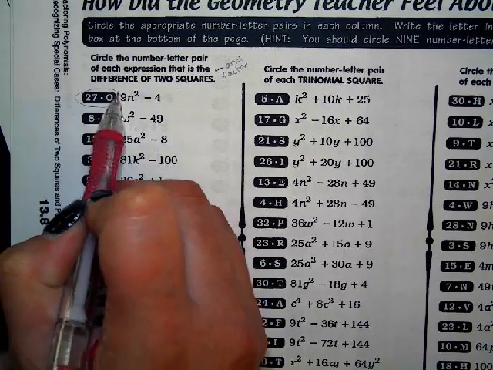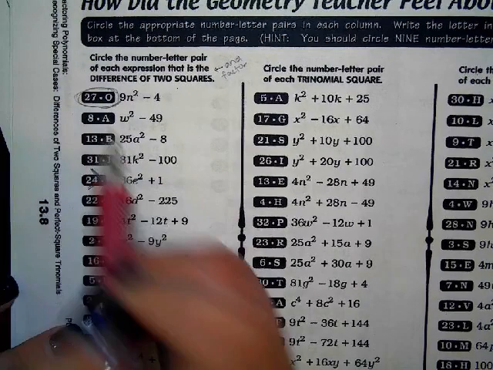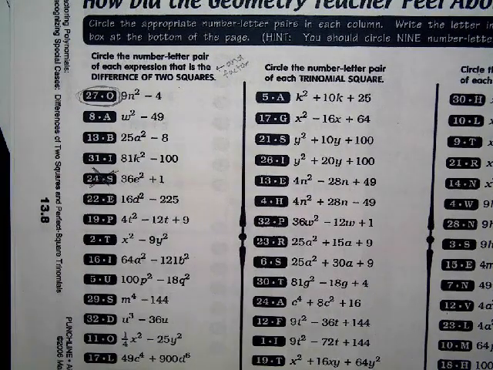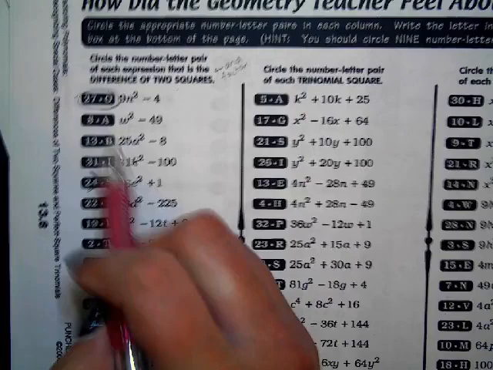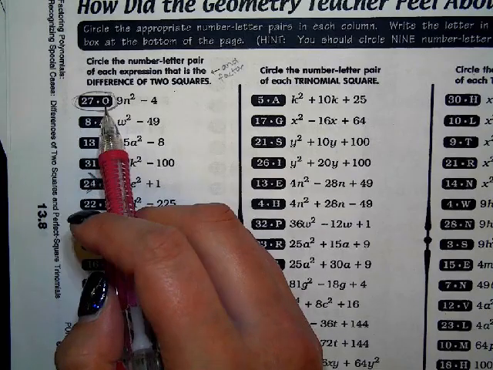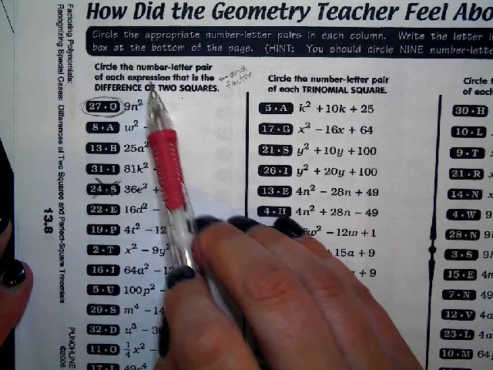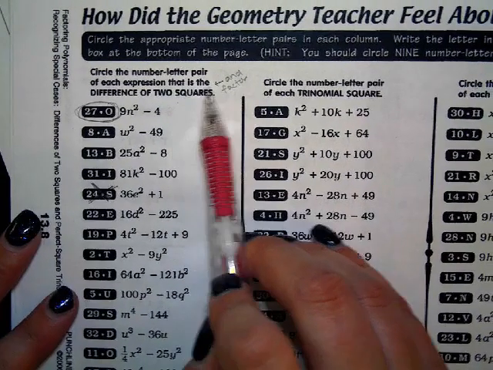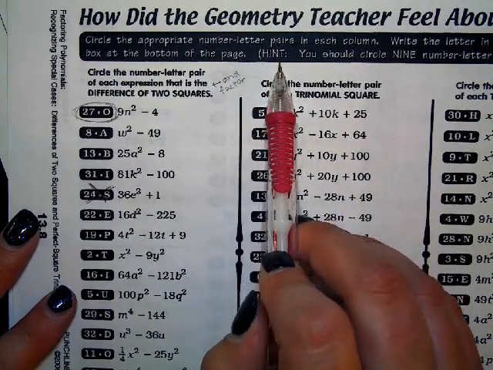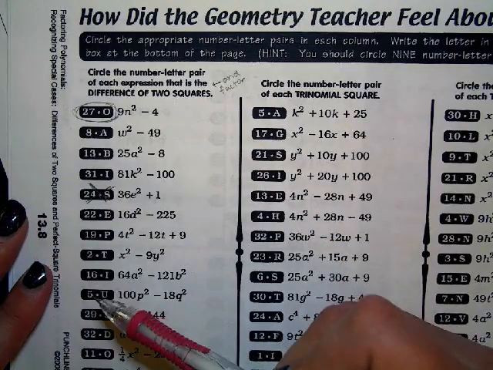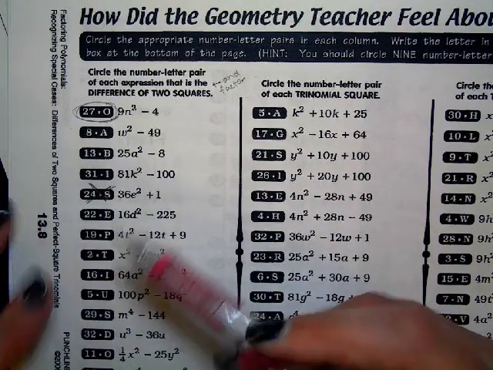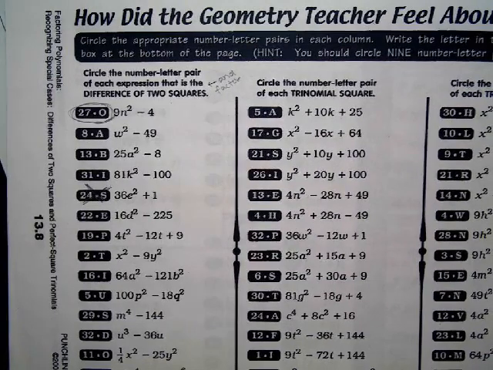I am adding some extra instructions for you. I'm asking that you not only circle it, but you also factor it, because the worksheet doesn't ask you to factor. Now, they're telling you, this is a hint, that you should circle 9 in each column. Now, we are only doing half of this worksheet, so I'm going to tell you which things to circle that you don't have to do, so you can still do your punchline.